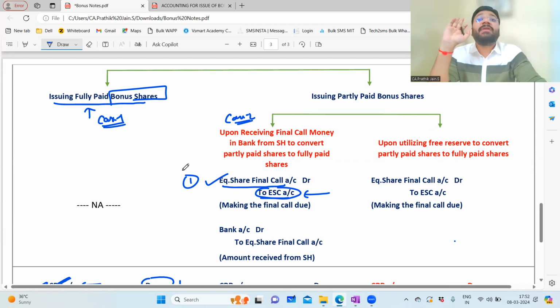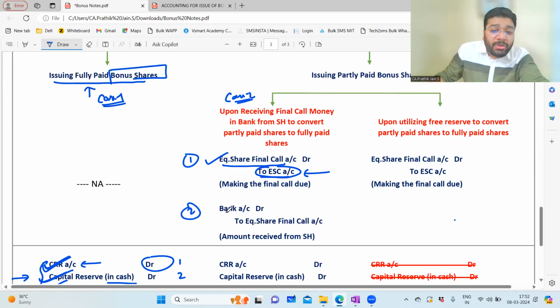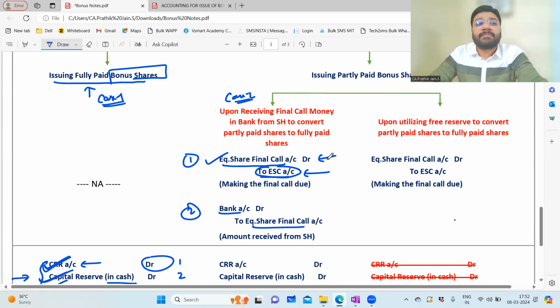Correct, no? The entry for final call is what? Equity share final call account debit to equity share capital. In case the money is received, then what is the entry? Bank account debit to equity share final call. Any problem? So what is the nature of equity share final call there? It is a temporary asset. Asset always has a debit balance.